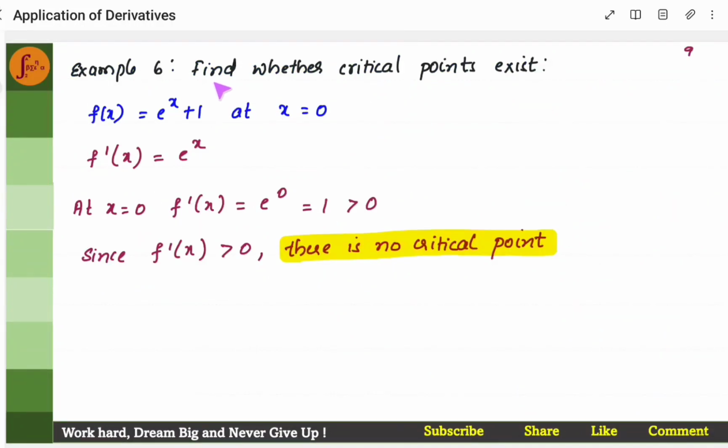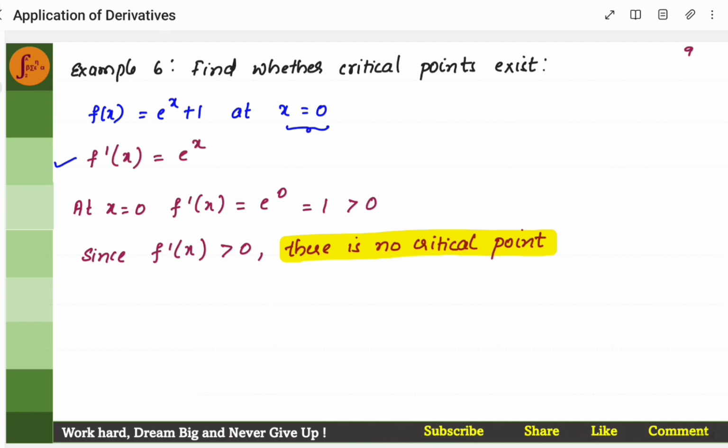This is another example. Find where the critical points exist. You have f of x as e to the power x plus 1 and you have to check at x is equal to 0 if a critical point exists. So the derivative of e to the power x is e to the power x itself. Derivative of 1 is 0. Now you substitute the value of x as 0, so you'll get e to the power 0. Anything to the power 0 is 1. So it's greater than 0. Since it is greater than 0, critical point does not exist.